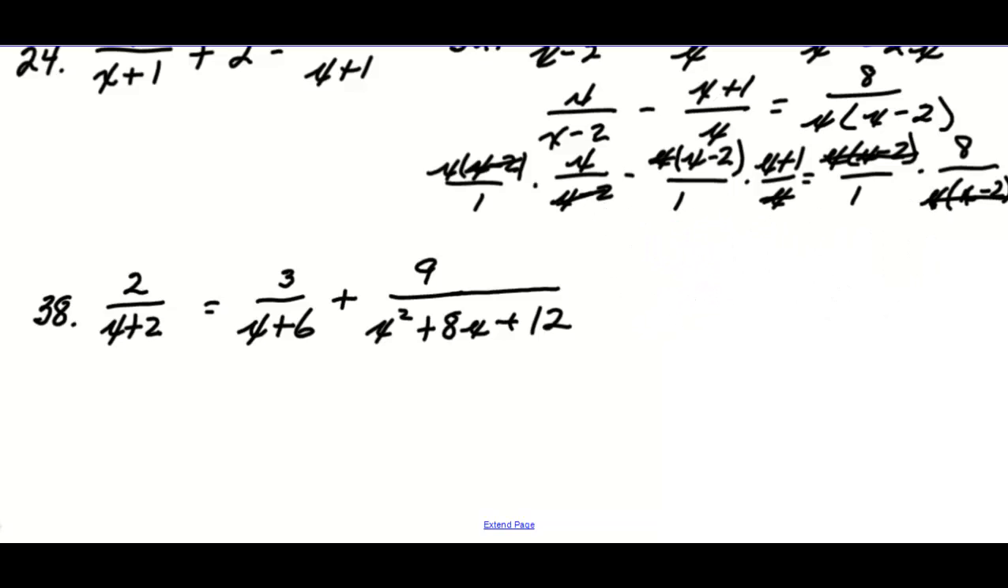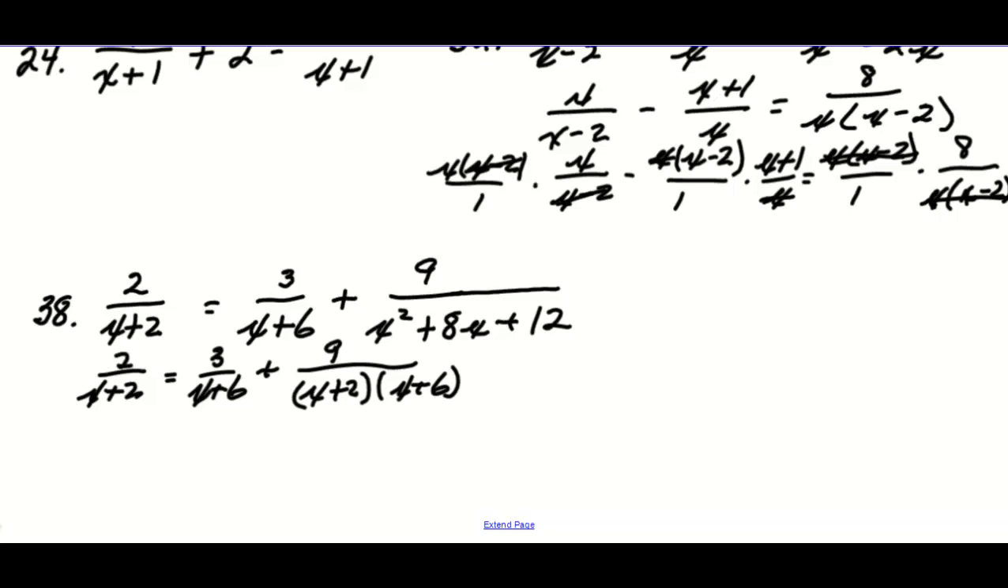Now, notice, if you would, we take 2 over x plus 2 equals 3 over x plus 6 plus 9 over x squared plus 8x plus 12, and we factor x squared plus 8x plus 12. What we'll get, amazingly enough, of course, is x plus 2 times x plus 6. And we now know that x plus 2 times x plus 6 is our common denominator.